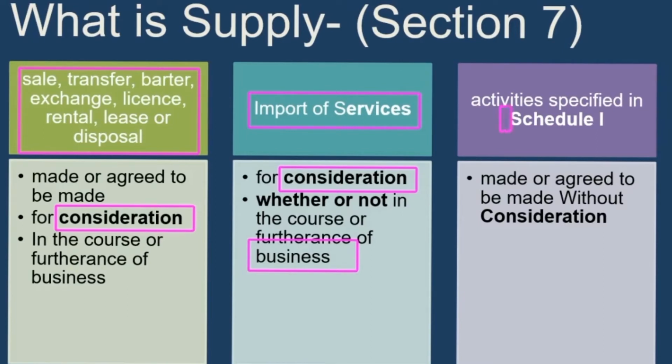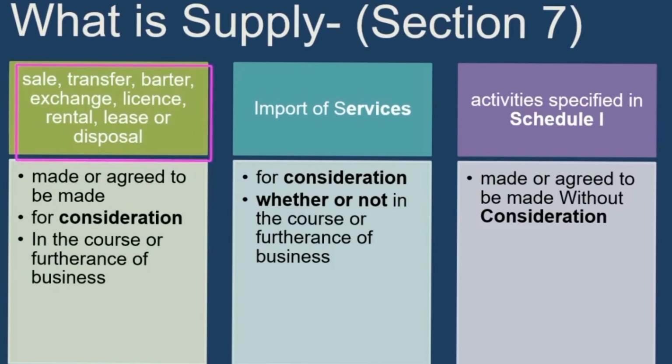The third one is activities specified in Schedule 1. It makes a list of such activities wherein, whether you supply the goods or services, even without consideration, they will be treated as supplies. So something given free of cost, without consideration, will also be treated as supply, and you have to pay tax on some calculated value, which is covered in our subsequent topic of valuation. So let us take them one by one.